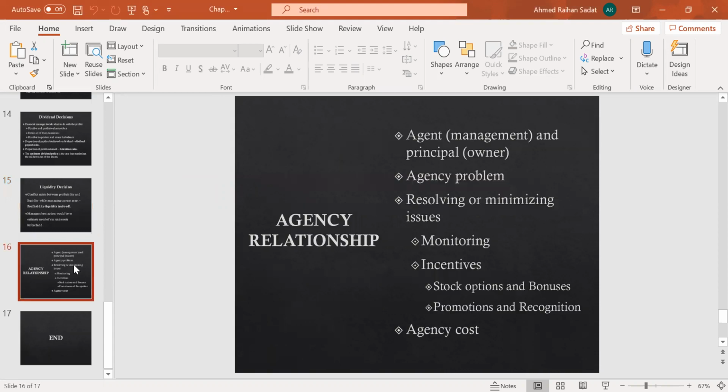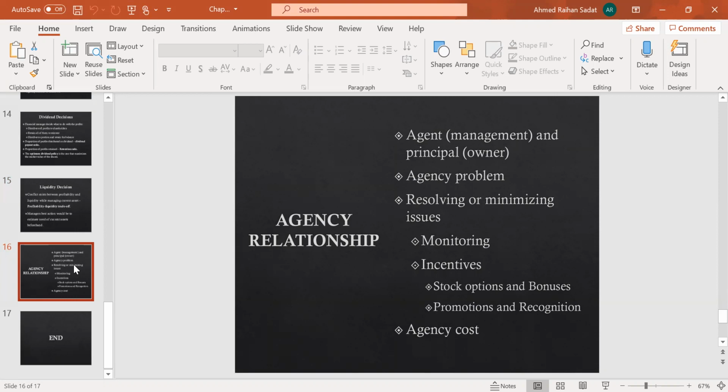Okay, the last topic from this chapter is the agency relationship. You have already talked about it in your principles of finance course. I'm just going to give a brief example. There are two parts: one is the management, one is the owner, out of three, as I've discussed before. The other one is the business itself. The management is called the agent and the owner is called the principal.